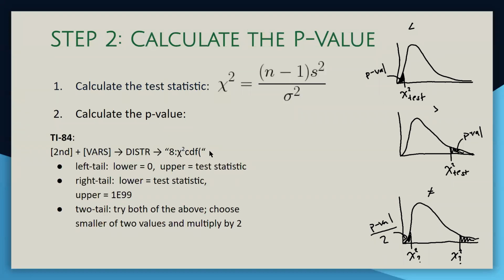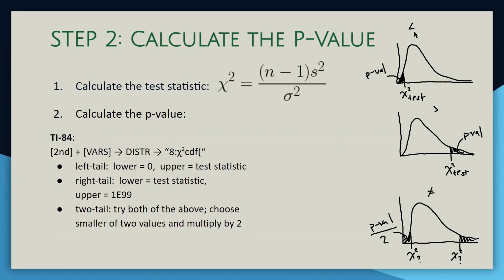So for the TI-84, you're going to use second vars. You're going to go into that distribution menu, and you're going to scroll down to option 8, which is chi-squared CDF. Don't use PDF, we want CDF. What this is doing is taking the test statistic that you put into it and calculating the area under the curve, or the probability, which is our p-value.